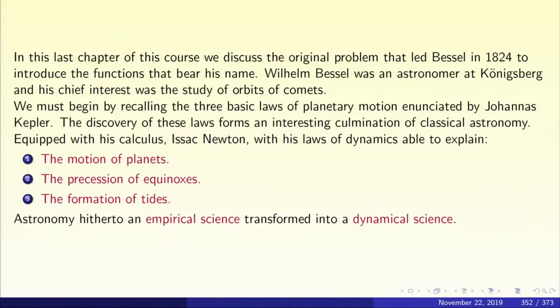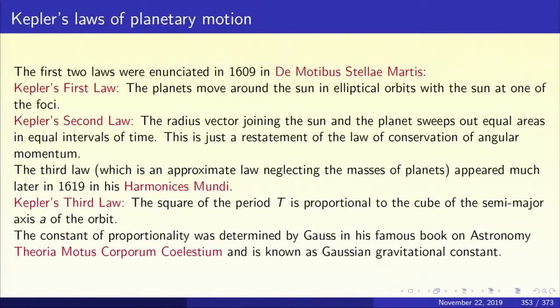We must begin by recalling the three basic laws of planetary motion enunciated by Johannes Kepler. The discovery of these laws forms an interesting culmination of classical astronomy. You see, equipped with his calculus, Isaac Newton, with his laws of dynamics, was able to explain the motion of the planets, the precession of the equinoxes, and the formation of tides. Astronomy, hitherto an empirical science, transformed into a dynamical science.